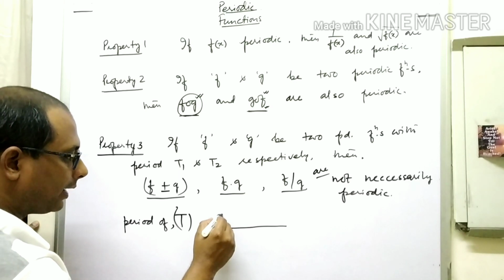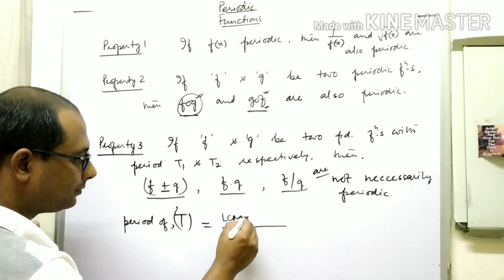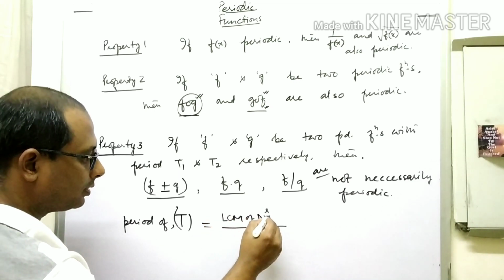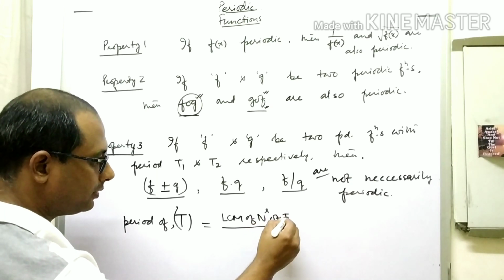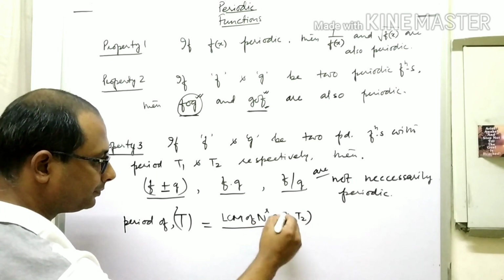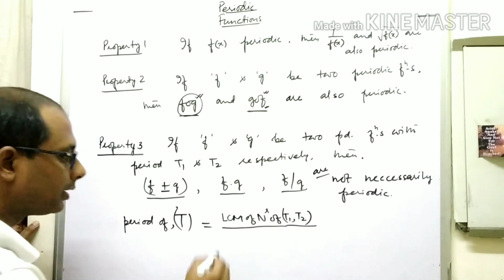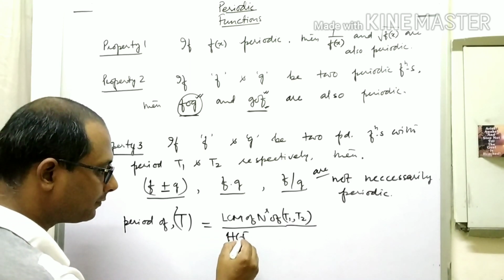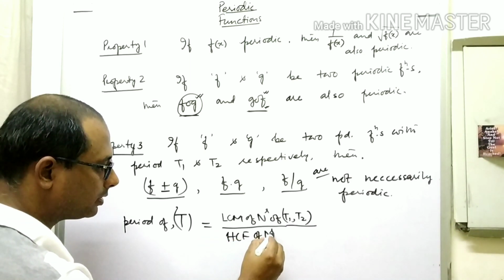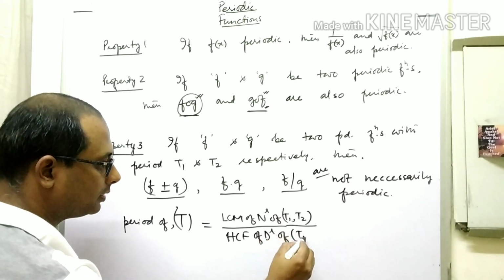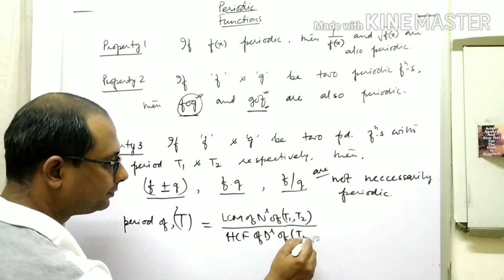The LCM of the numerators of t1 and t2, divided by the HCF of the denominators of t1 and t2.